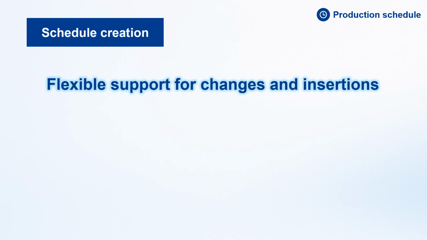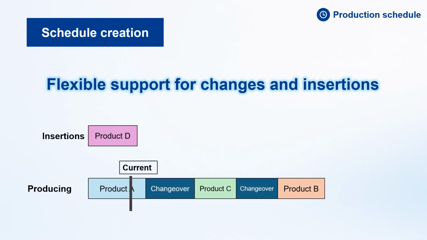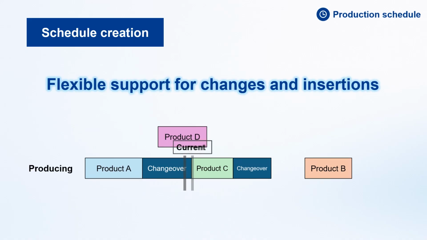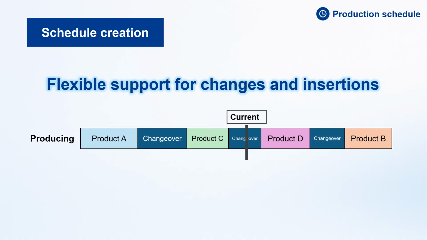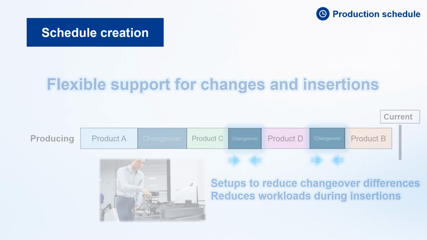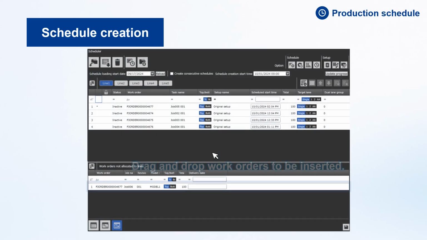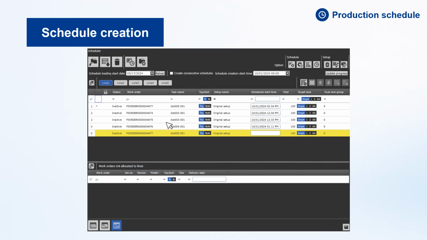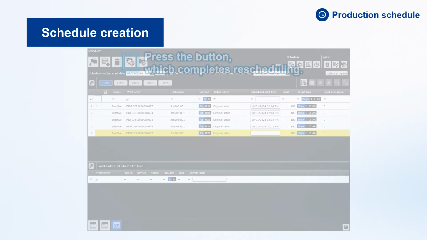There were issues that it was time-consuming to rearrange plans to accommodate schedule changes and insertions during production. With Nexim, even when changes or insertions occur, it flexibly recalculates to minimize the impact on production. Sudden insertions can also easily be incorporated simply by dragging and dropping them into the schedule. No complicated settings are required, and schedules can be adjusted intuitively while monitoring the situation on site.